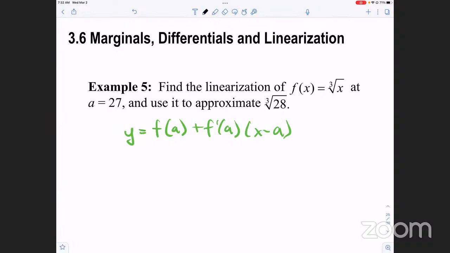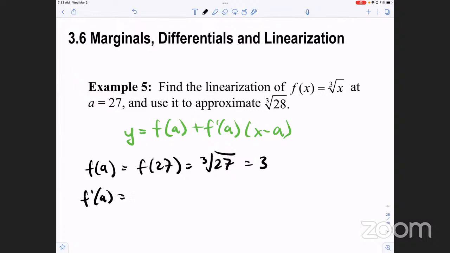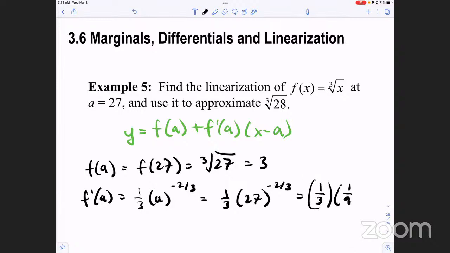Let's see, so f of a, that's going to be what? f of 27. So the cube root of 27 is 3. All right, so f of a is 3. f prime of a, so that's x to the power of a third, so that's going to be 1/3 a to the power of negative 2/3. A is 27, so 27 to the power of negative 2/3, right? 1 over. So the cube root of 27 is 3. 3 squared is 9. So then this should be 1/3 times 1/9, which is 1/27.